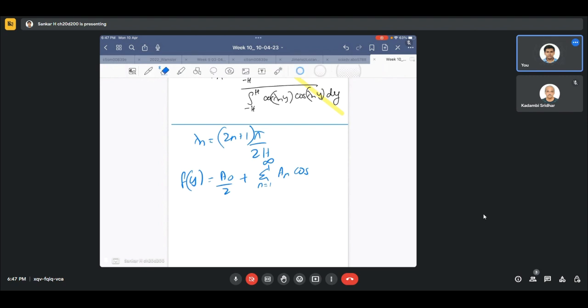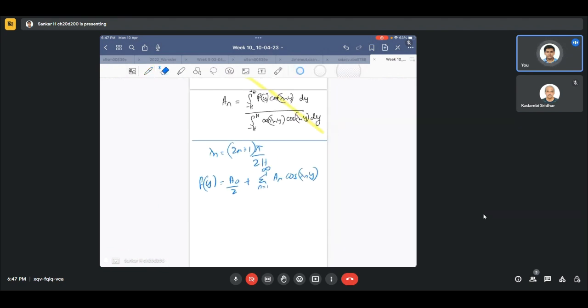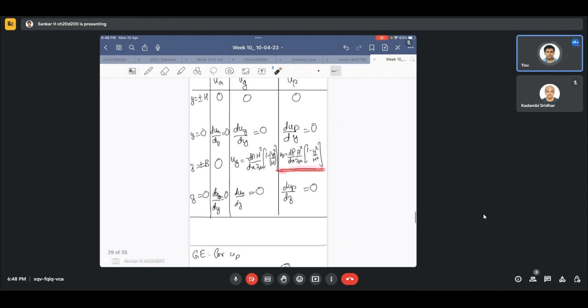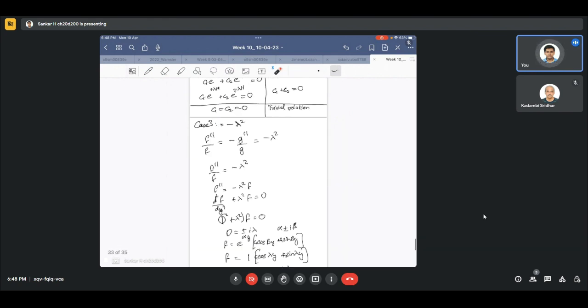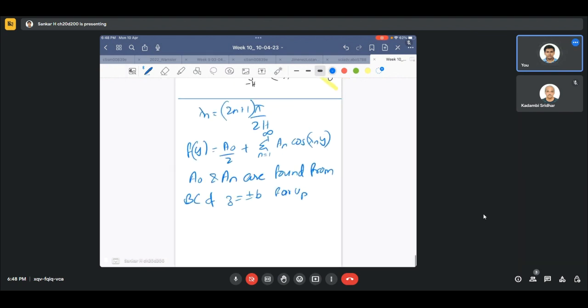And this a naught and a n are found from the boundary conditions. Let me go back here. We see that the particular solution has a value of dp by dx, h square by 2 mu, times 1 minus y square by h square, at z equal to plus or minus b. Therefore, this a naught and a n are found from the boundary condition at z equal to plus or minus b.